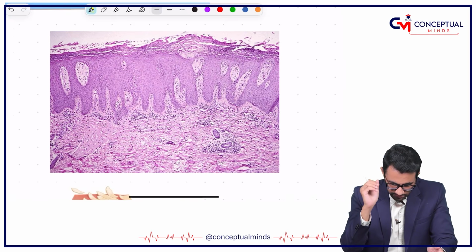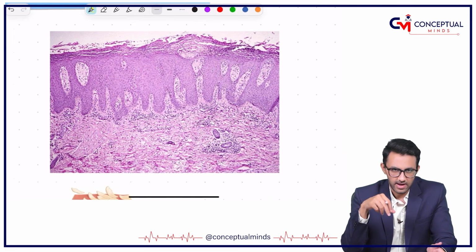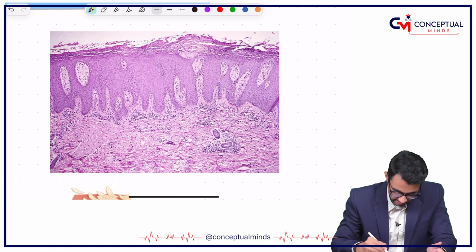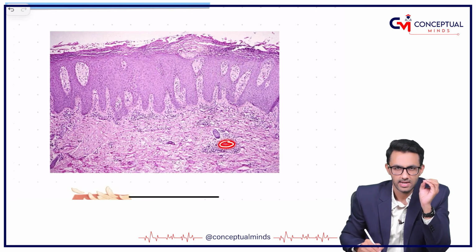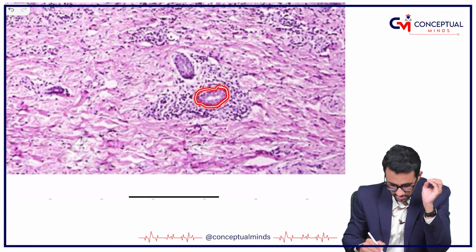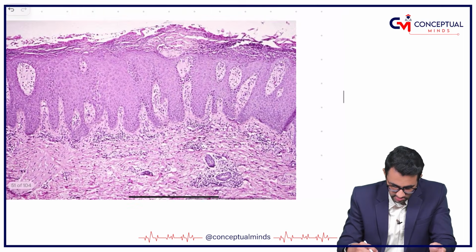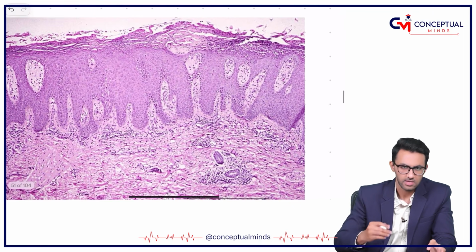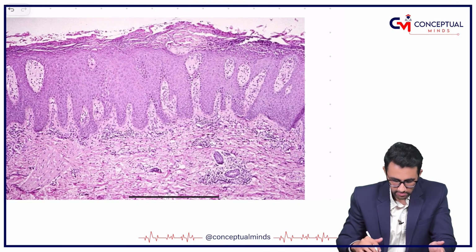So let us just correlate this finding. Whatever we just learned, we're going to find it all in this histopathological image. First of all, if you just focus right on the bottom, what is this? These are the dilated capillaries. If I just zoom in, these are the capillaries, and these are the lumens. This is a dilated capillary. And the Munro's microabscess, where do we see it? In the stratum corneum. And the other one, the spongiform pustules of Kogoj, are seen in the stratum spinosum. Let us try to find both of these two things.